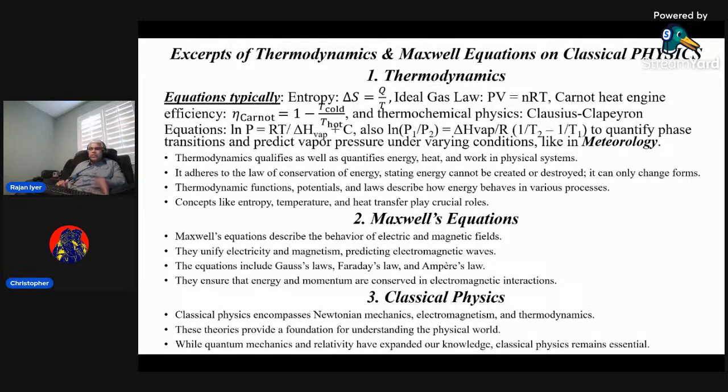Okay. Then we have Maxwell equations, which are essentially electromagnetism, and they describe the behavior of electromagnetic fields. He could unify electricity and magnetism and predict electromagnetic waves, and he proved that that is light.